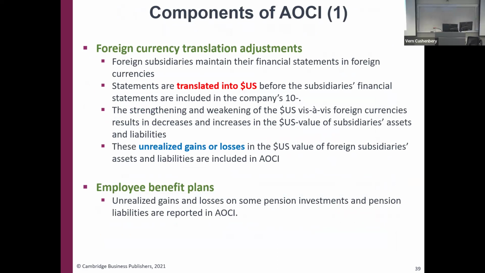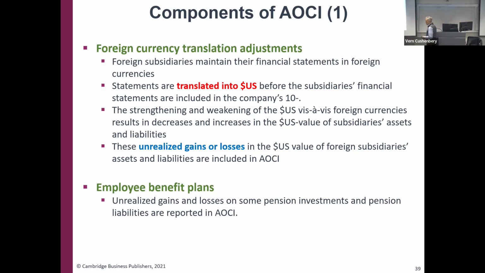Accumulated other comprehensive income is what I call the basement. When you look at the income statement, you have revenues, you have expenses, you have earnings before interest and taxes. You have interest, you have earnings before taxes, you have taxes, and then you have earnings. Okay. Net income. Net income flows through to the balance sheet as retained earnings.